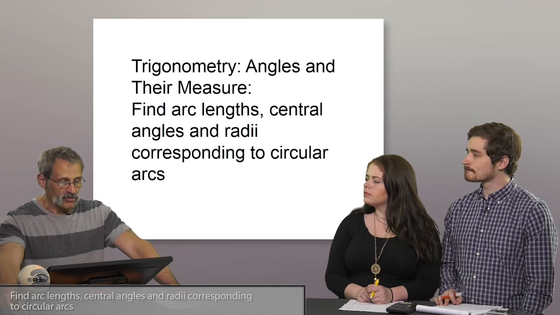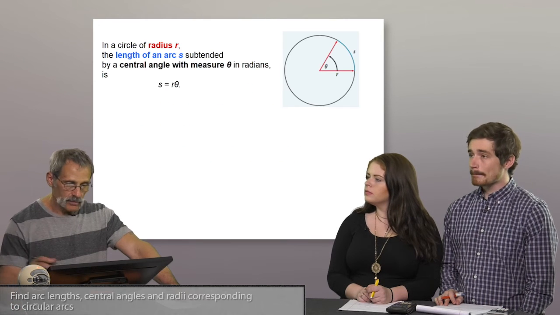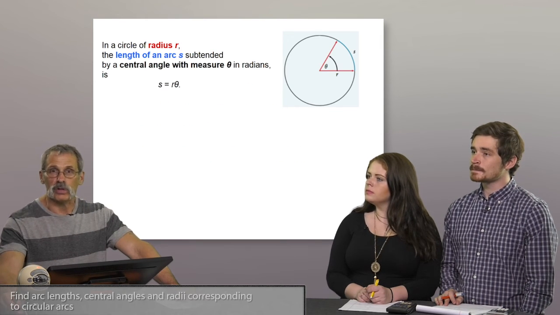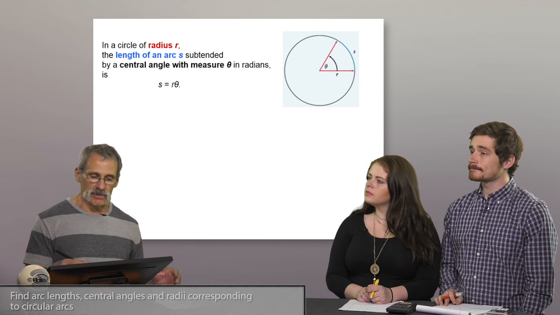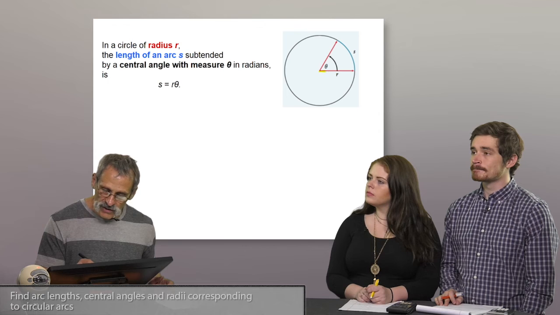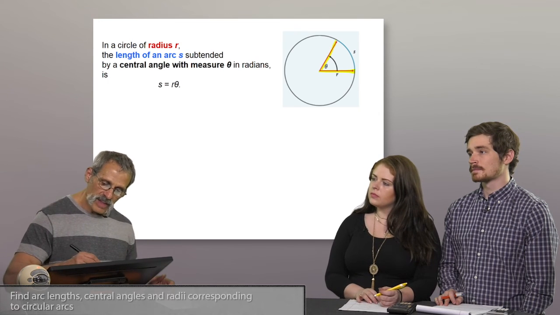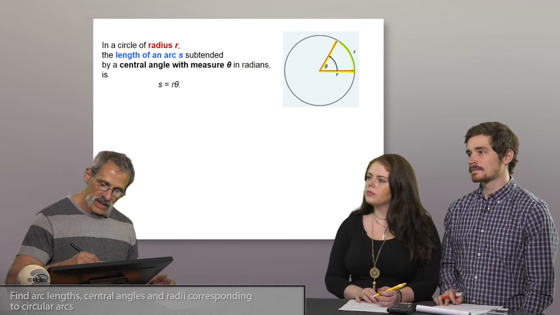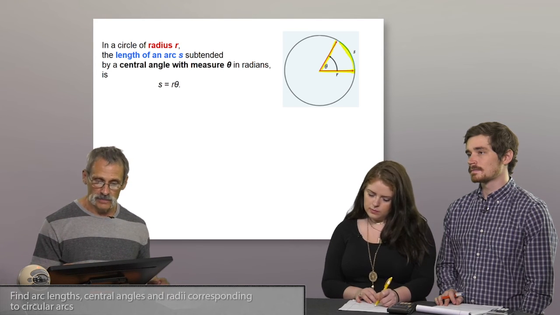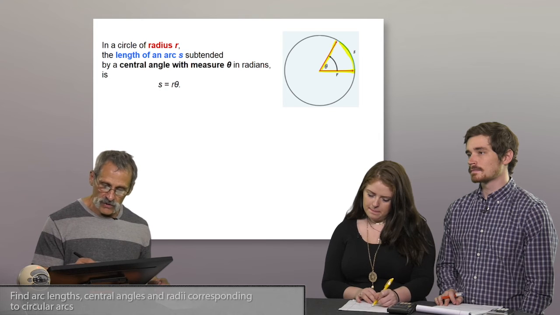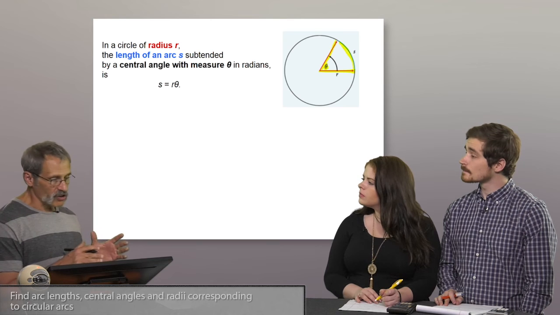Find arc lengths, central angles, and radii corresponding to circular arcs. What you see before you is a circle, and you have 3 components. You have the center, and emanating from the center, you have a radius. Then you have another radius, and what are called subtend, they form the beginning and end of this arc along the circle. This angle that we see is called the central angle.